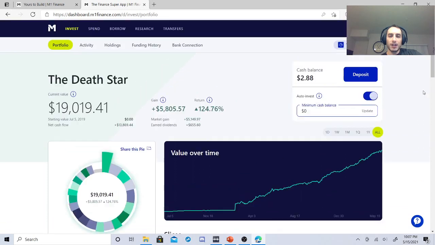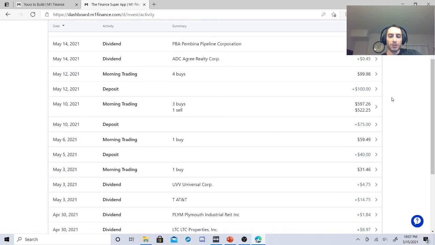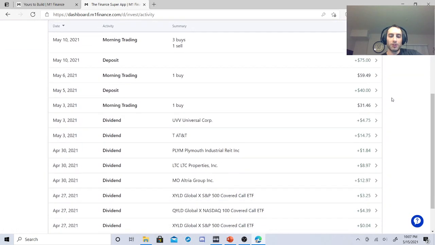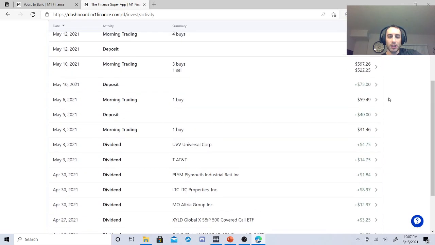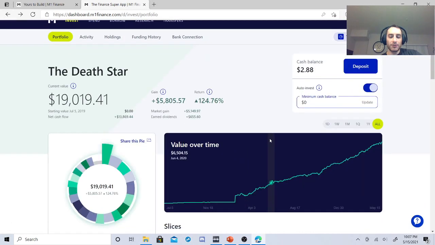But the exciting thing is the dividends. I'm starting to get AT&T, Universal Corp, Plymouth Industrial REIT, and LTC Properties is giving me $8.97. Altria is giving me dividends. XYLD, QYLD, they're starting to give dividends. And I made a lot of changes to add to my M1 Finance dividend portfolio. And look at this, Pembina and Agree Realty Corporation, I'm getting dividends from those guys.